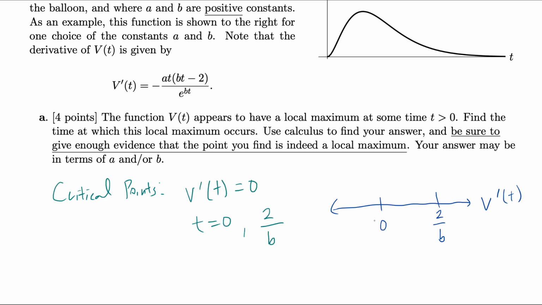Well, to the left of 0, you're plugging in some negative number. When I plug in a negative number, t is going to be negative. bt minus 2, well, b is positive, so when I multiply that by a negative t, minus 2, that's negative. E to the bt, that's always positive.